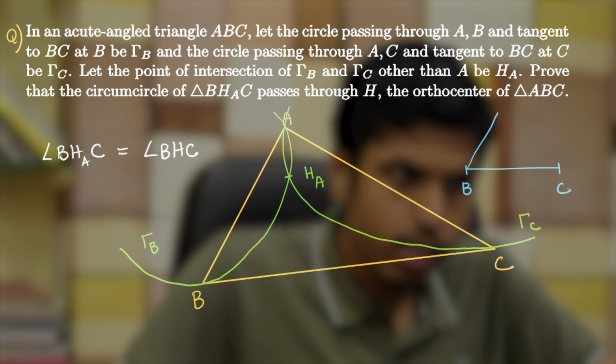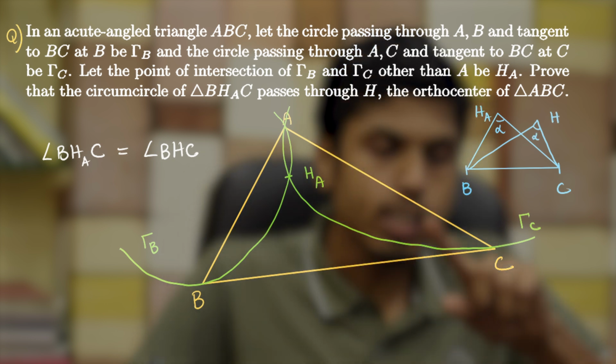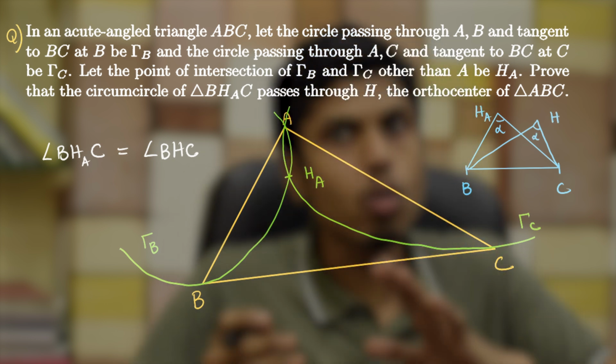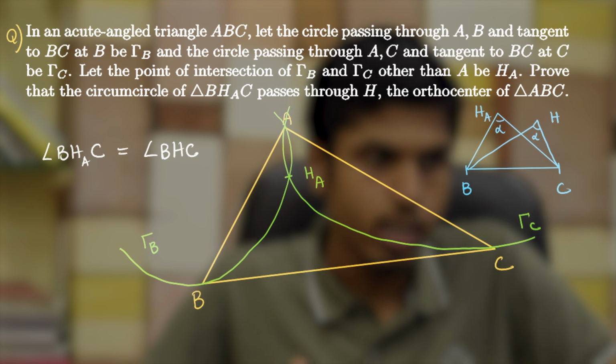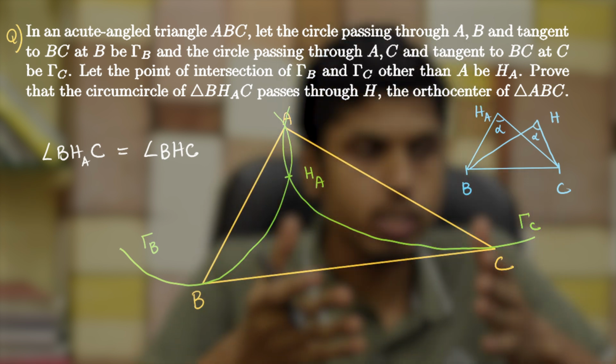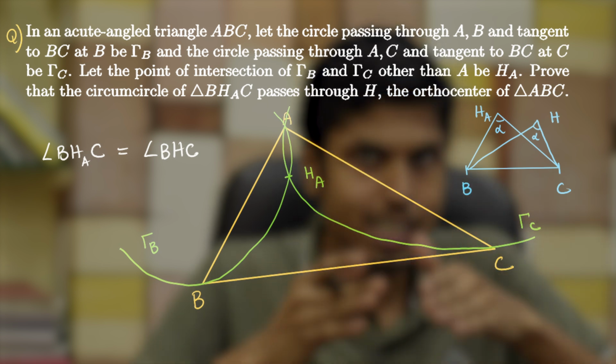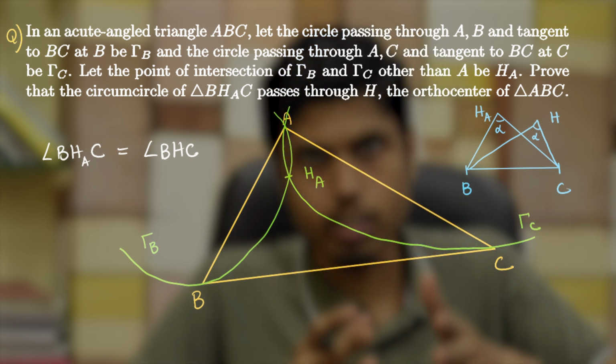the angle subtended by the segment BC at the point HA, say it is some angle alpha, if it is equal to the angle subtended by BC at the point H, then these 4 points are concyclic by the converse of the inscribed angle theorem, because they both lie on the same side of the segment BC, since an acute angled triangle has its orthocenter inside the triangle, this is necessarily true.